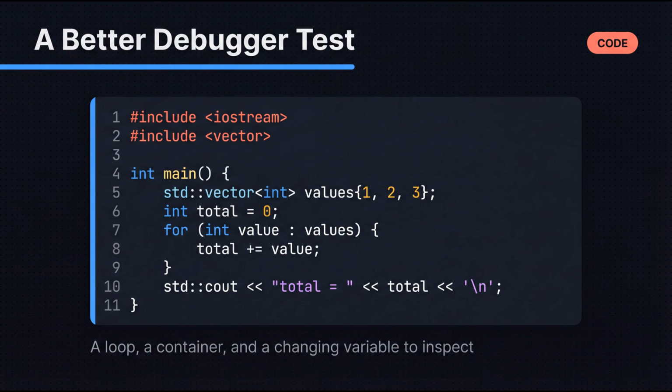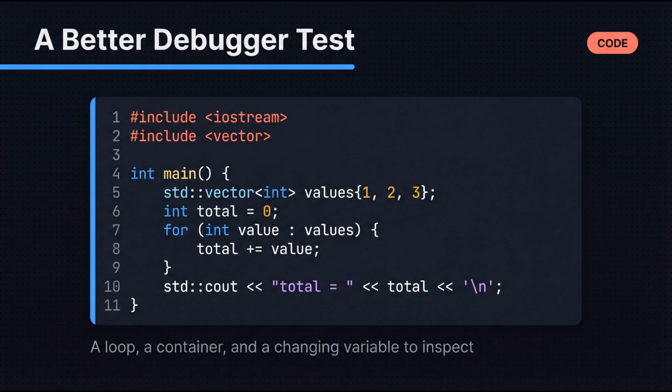We include iostream and vector. We create a vector of integers with values 1, 2, 3. We declare a total variable initialized to 0. Then we loop through the values, adding each one to total. Finally, we print the result.